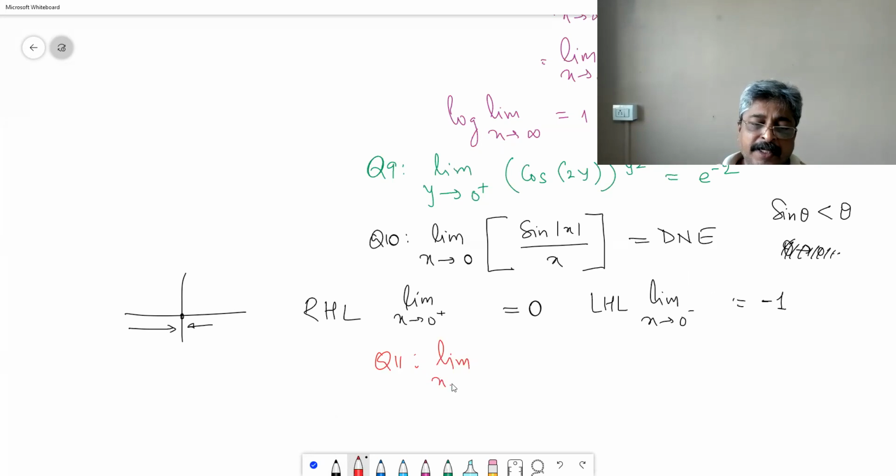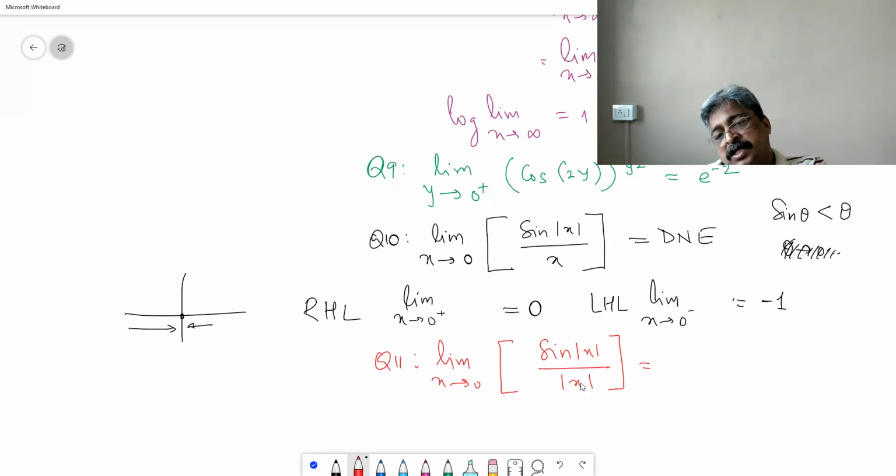Limit x tends to 0, greatest integer function, of sin mod x upon mod x, is how much? Okay, this is easy because you get rid of that minus sign because of this mod x now. The minus sign you get rid of, and therefore you get both the limits 0, and therefore the answer becomes 0. Question number 12.